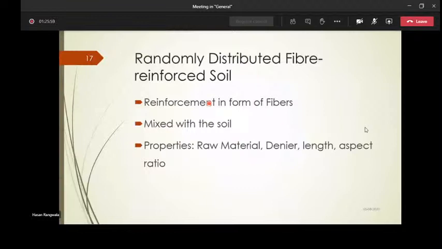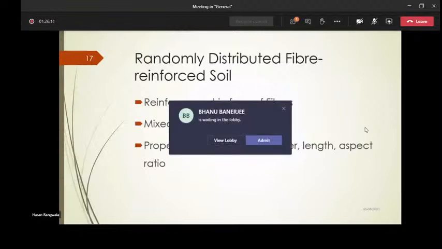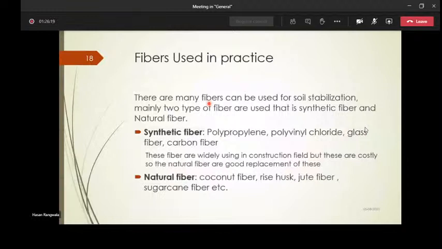Okay, so what is the percentage of fibers that I have to use for, say, 100% of an unreinforced system? How much percentage of fiber by weight will you require? Okay, so the fibers used in practice are synthetic fiber and natural fiber. For natural, I may have coir or the coconut fiber, I may have rice husk, I may have jute fiber, I may have sugarcane fiber, and also I may have synthetic fibers.